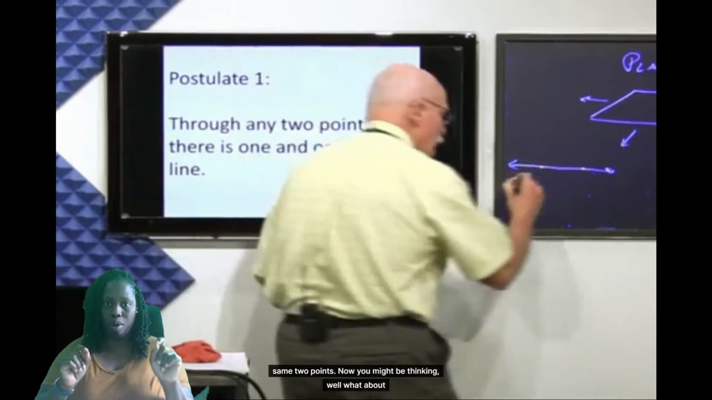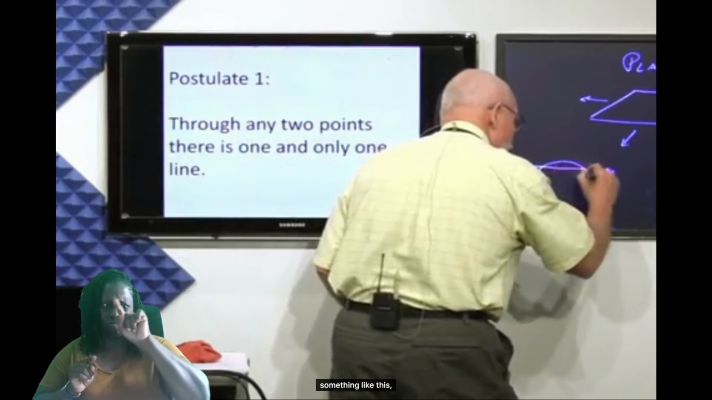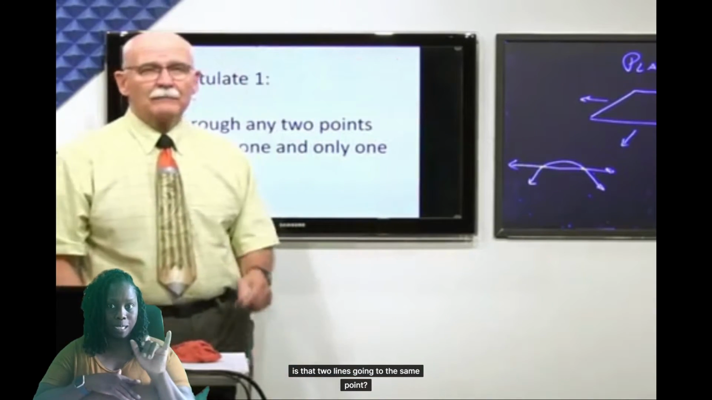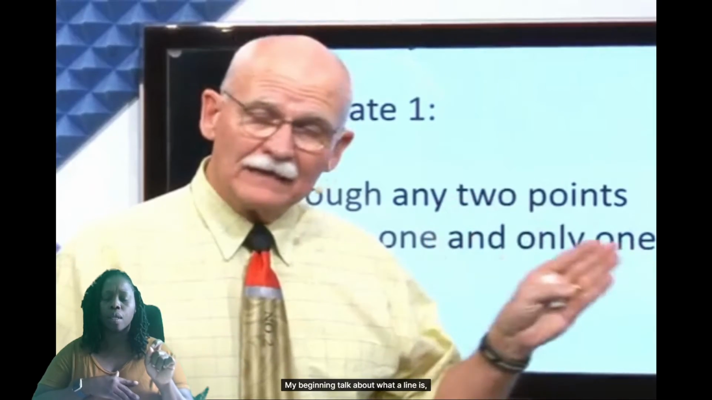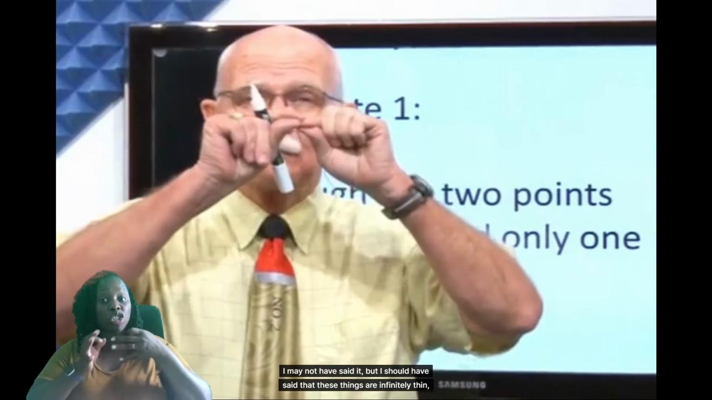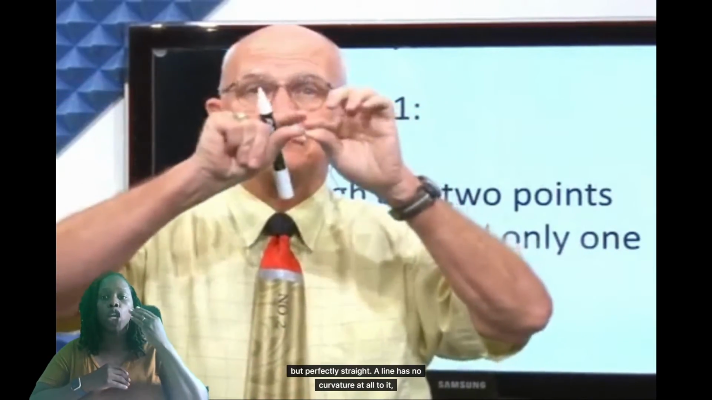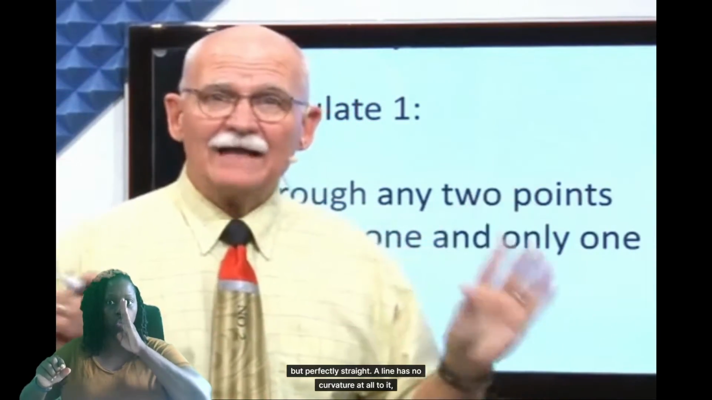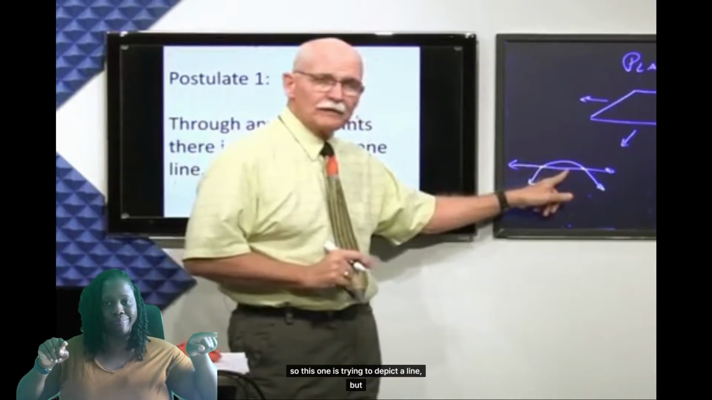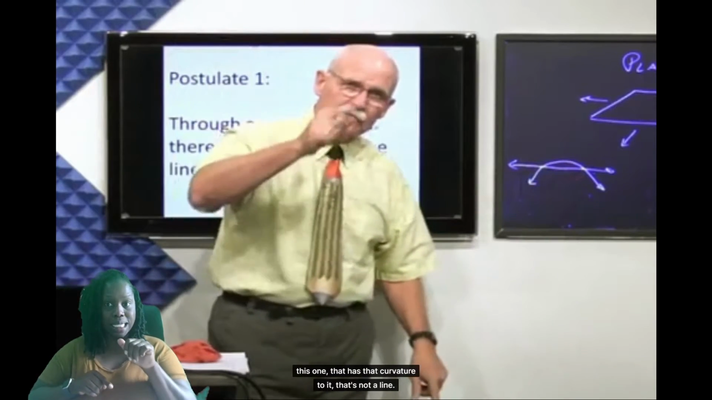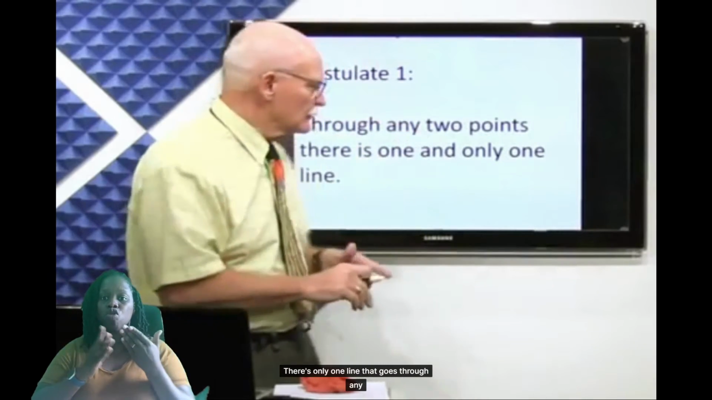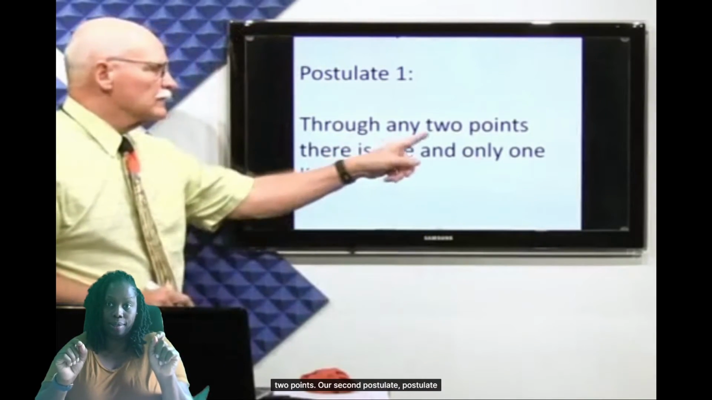Now you might be thinking, well, what about something like this? Is that 2 lines going through the same point? In my beginning talk about what a line is, I may not have said it, but I should have said that these things are infinitely thin, but perfectly straight. A line has no curvature at all to it. So this one is trying to depict a line, but this one that has that curvature to it, that's not a line. There's only one line that goes through any 2 points.